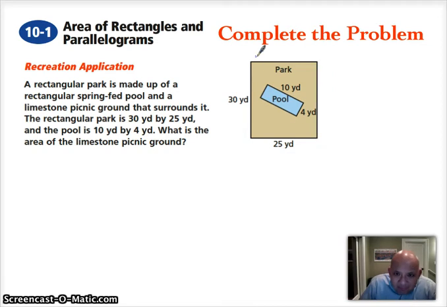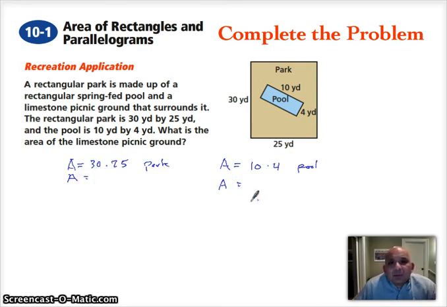In order to figure that out, we find what the area of this entire rectangle is, and then we subtract the area of the pool, which should give us just the area of the brown. So first we're going to take the area of the park, which is 30 by 25. And I'll go ahead and leave you to figure that out. And then we're going to take the area of the pool, which is 10 by 4. So 10 times 4. And this is the pool. Once you've found these two answers, you'll need to go ahead and subtract the area of the pool from the area of the park, and you will find what just the area of the brown picnic ground is.